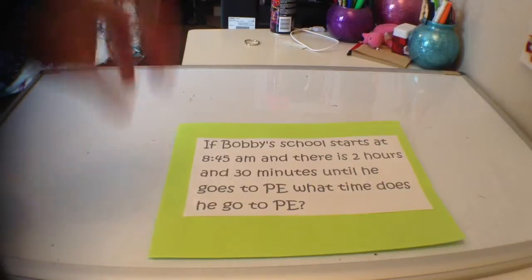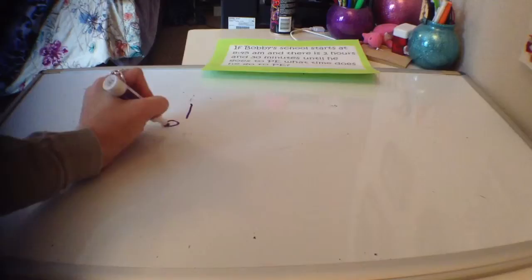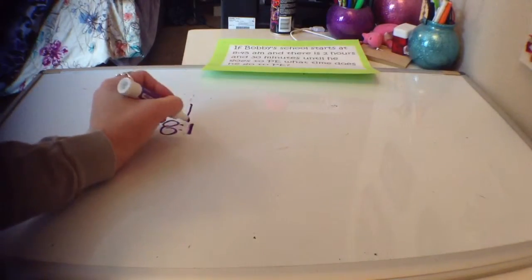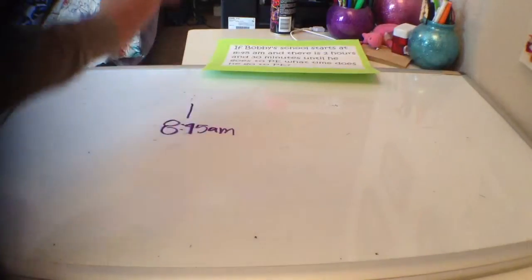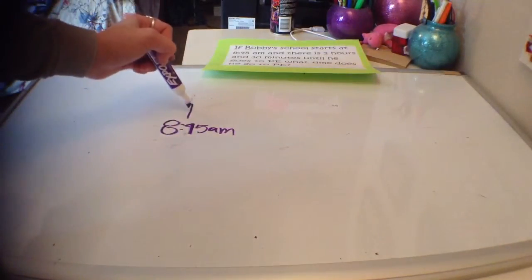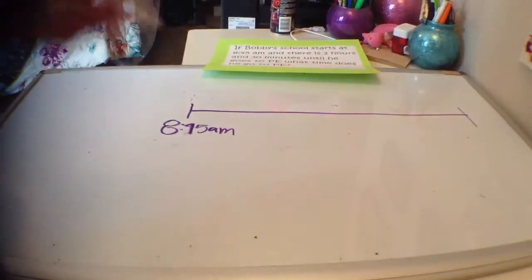The method we're going to use to solve this is a number line. So when telling time with a number line, your starting point of your number line is the starting time. So in this example, it was 8:45 a.m. Now I'm going to create my number line, and I will make this last part of my number line 12 p.m.